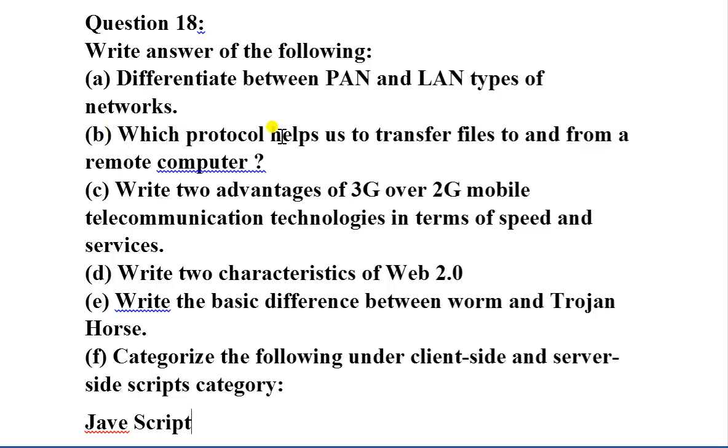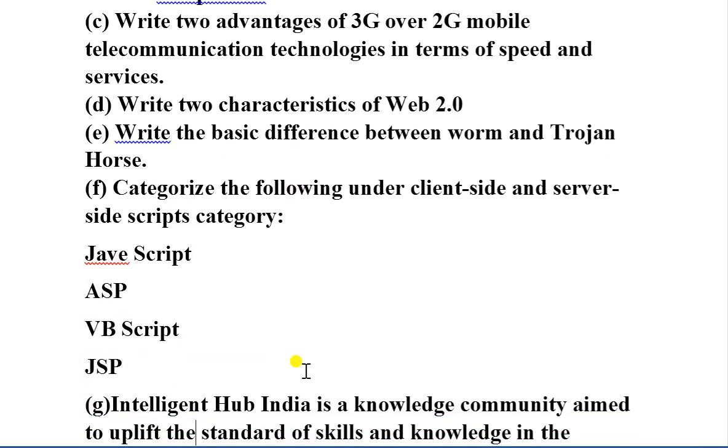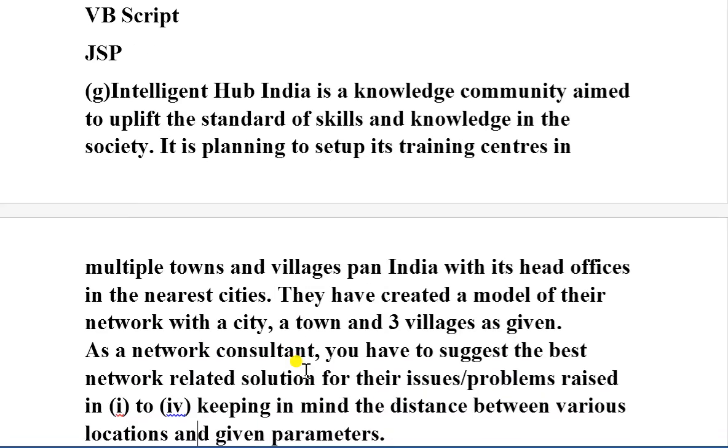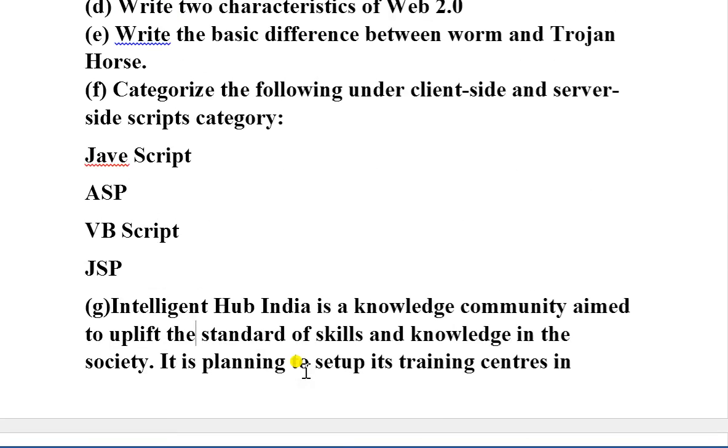B part, which protocol helps us to transfer files to and from a remote computer? Question number C. Write two advantages of 3G over 2G mobile telecommunication technologies in terms of speed and services. Write two characteristics of Web 2.0. Write the basic difference between worm and Trojan horse. Now categorize the following under client side and server side script category. Now G part is your case study based question.